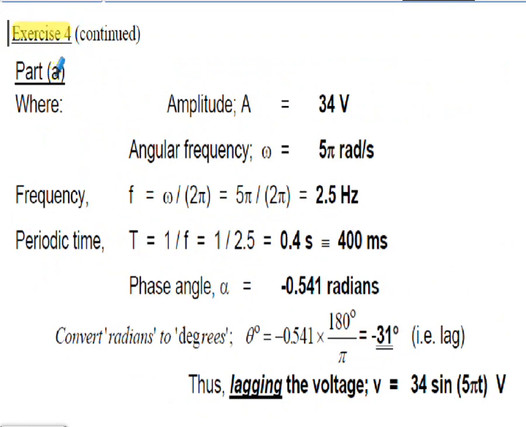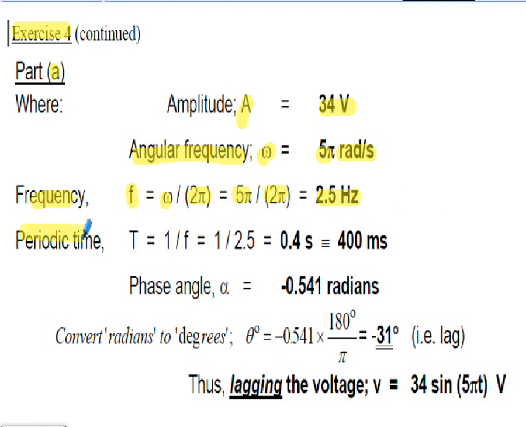Exercise 4 continued, part A. From the previous slide, we know the amplitude is 34 volts. The angular frequency omega is 5 pi radians per second. The frequency f is calculated by omega divided by 2 pi. In this case, that's 5 pi divided by 2 pi, which is 5 divided by 2, so 2.5 hertz for the frequency.